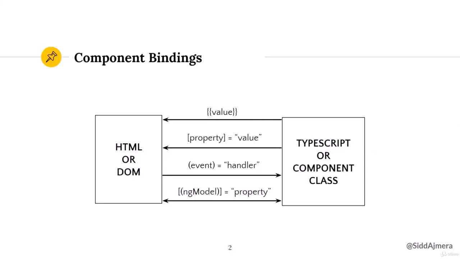Now one important point to note here is that the direction of this data binding flows from the template or HTML file to the TypeScript class, and that's what we have already seen. Unlike the string interpolation syntax and the property binding syntax, where the direction of data flow is from the TypeScript class to the HTML file, in case of event binding syntax, the direction of data flow is from the HTML file to the TypeScript class.